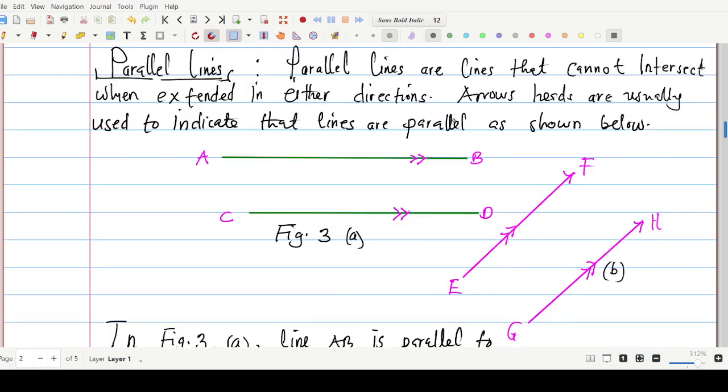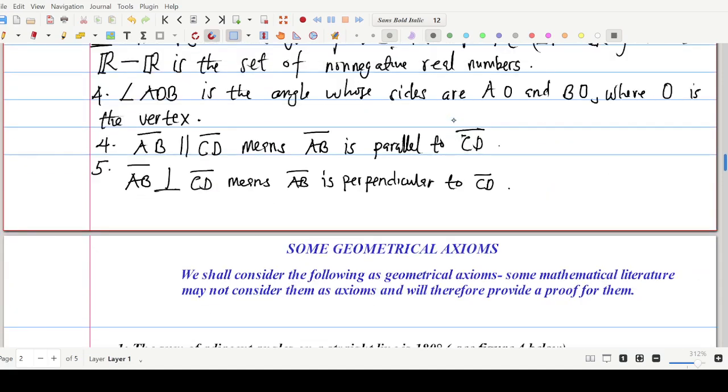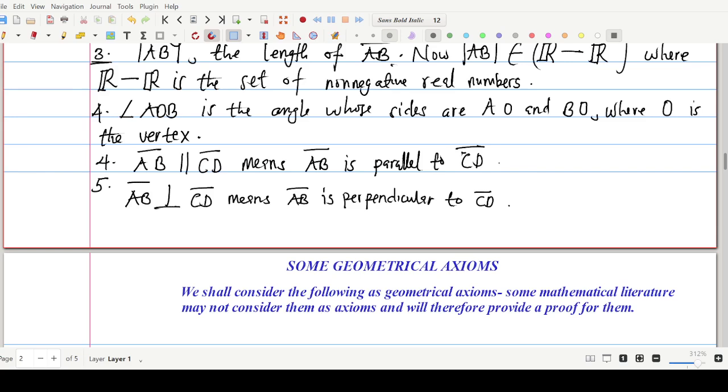So we're done with defining parallel. We're done with terms and some symbolisms in geometry. So now let's go to some geometrical axioms. What are axioms again? I told you earlier on that geometry is a study of properties of shape. And these properties can present themselves in various forms: in the form of a definition, which I have explained to you above, in the form of axioms, in the form of a theorem, in the form of a lemma, in the form of a corollary. All these are the possible ways the properties can present themselves.